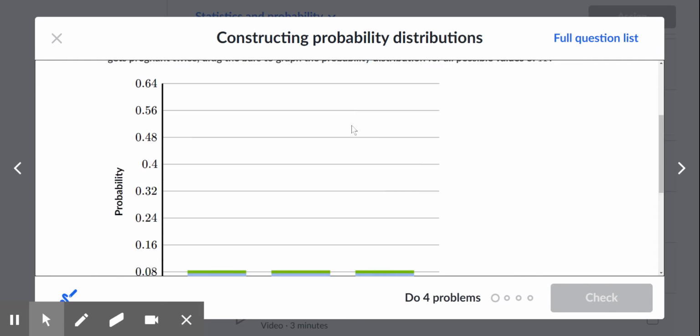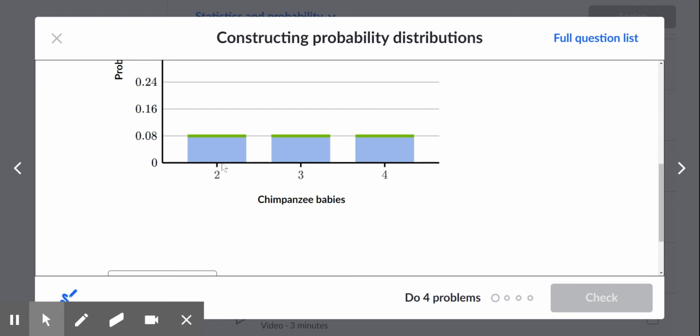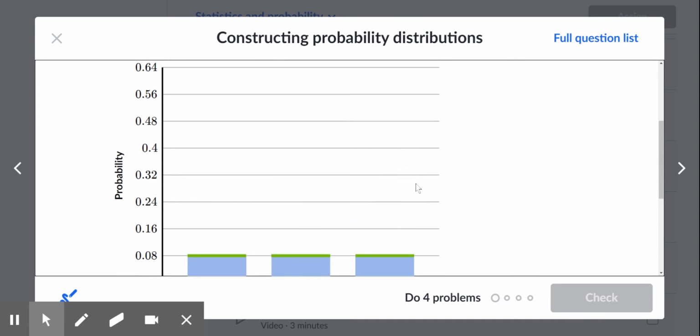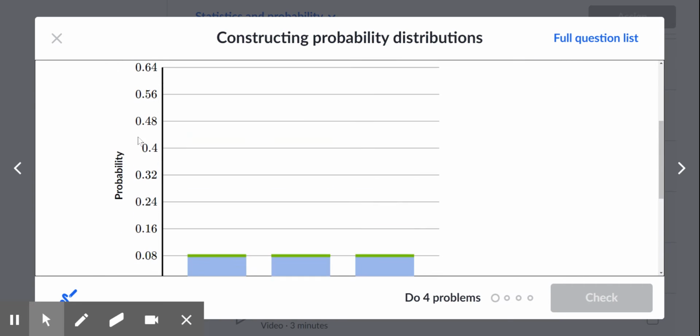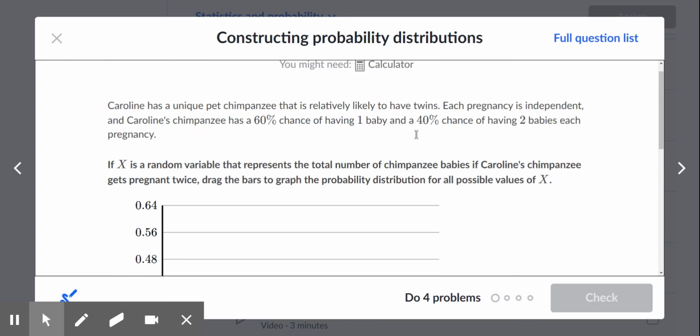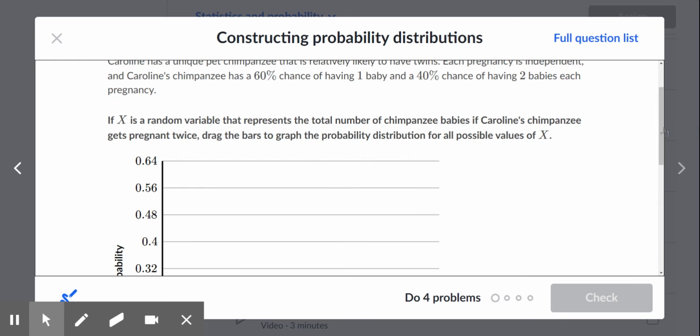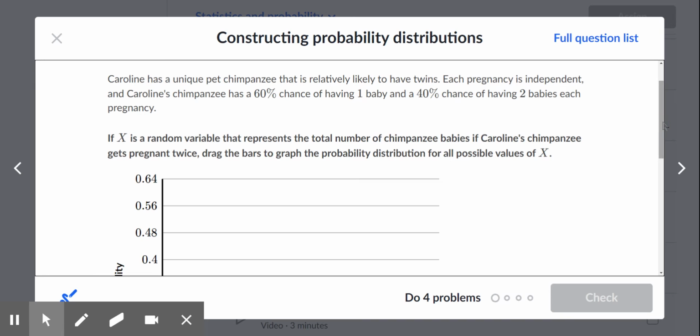So if you look at the graph, there's a minimum of two, then followed by three, and then followed by four. And you're supposed to graph the probability distribution for all possible values of X. And X is the total number of chimpanzee babies if the chimpanzee gets pregnant twice. So let's go back to the idea here, right?